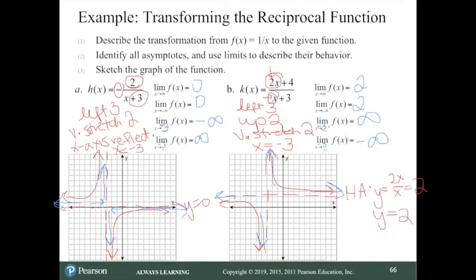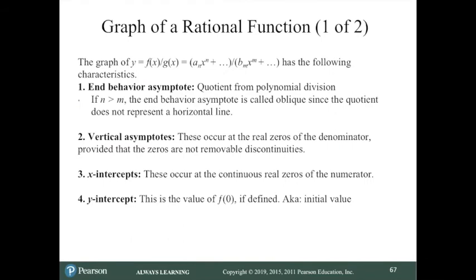Okay, let's take a look at our next slide. So graphing rational functions, this is actually the only slide of this, not one of 2. Graph of a rational function. So there are 4 properties that we've been looking at for the graph of a rational function, which is whenever we take a polynomial divided by another polynomial, so we have our numerator and our denominator here, we can have the end behavior asymptote or the horizontal asymptote.